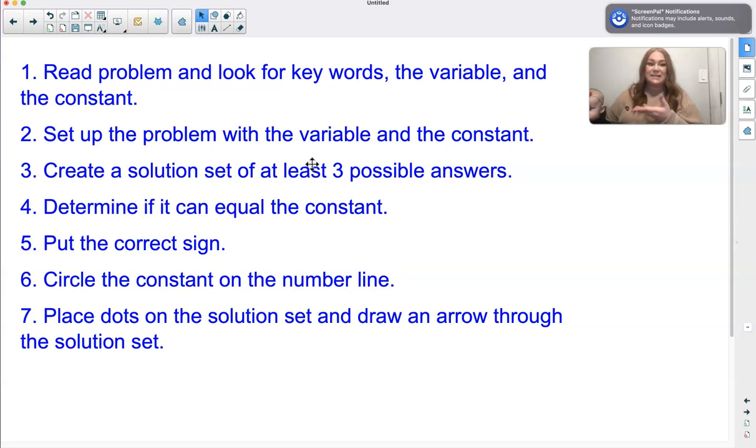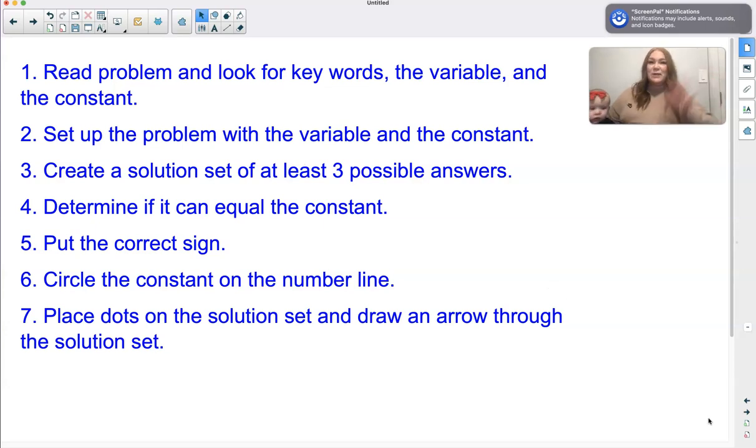Is it at least? Is it at most? So we're deciding, can it equal that number? Yes or no? Then we're going to put the correct sign, so we have our inequality. And then we're going to circle that constant number on the number line. Is it not equal? We keep it open. If it is equal, we grab it and fill it in. We'll practice this together. And then we're going to put some dots on our solution set to draw an arrow through the set.